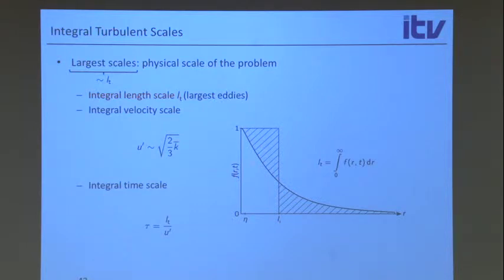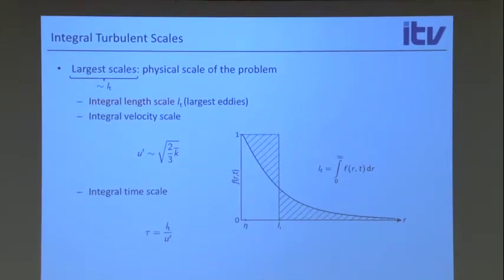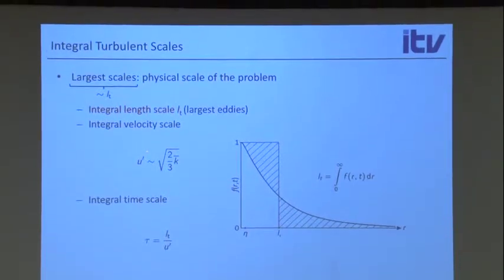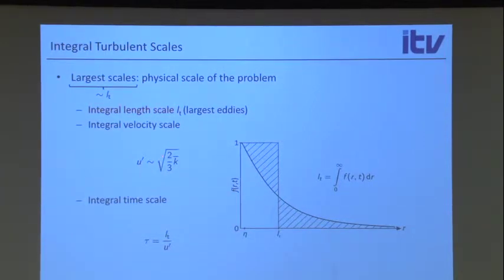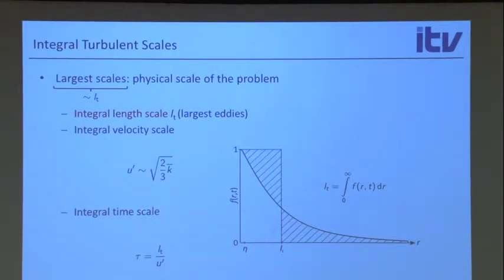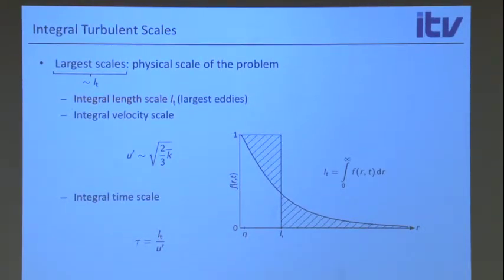And we call this, because it comes from this integral definition, the integral length scale. Integral length scale is a measure for the size of the largest eddies we have. And it comes from this two-point correlation function. From this then, because the velocity fluctuation comes from the kinetic energy, we can also define a time scale, which we call the integral time scale, as just the ratio of the length scale and velocity scale.